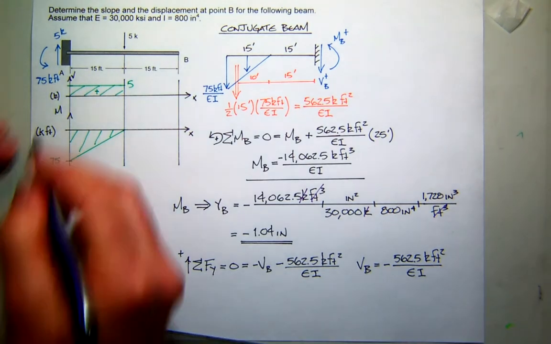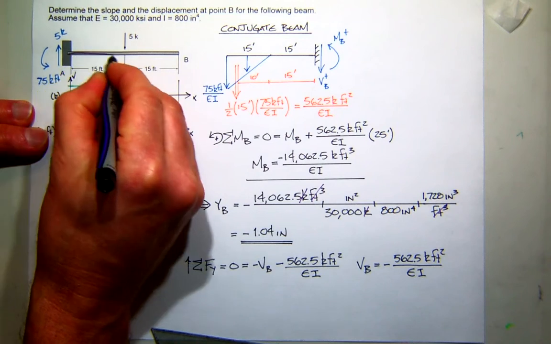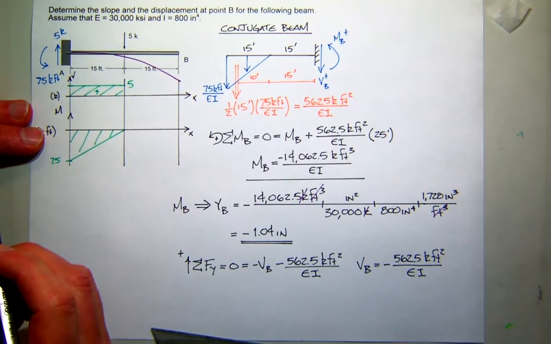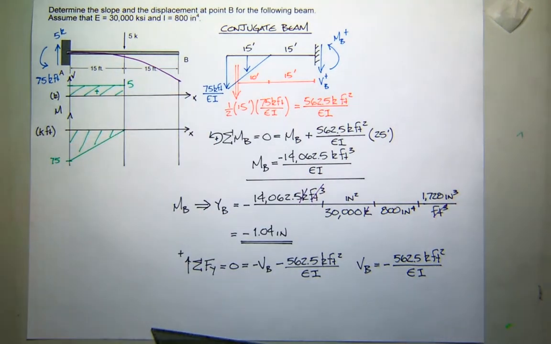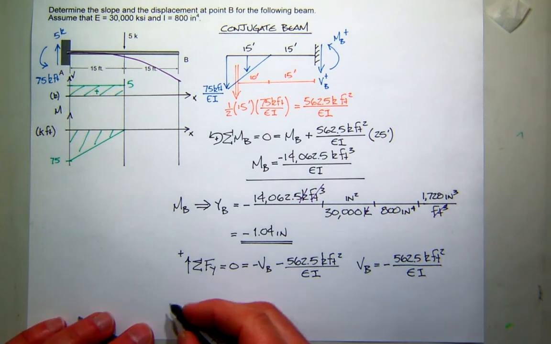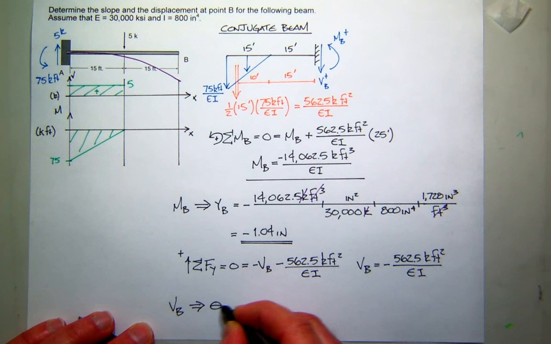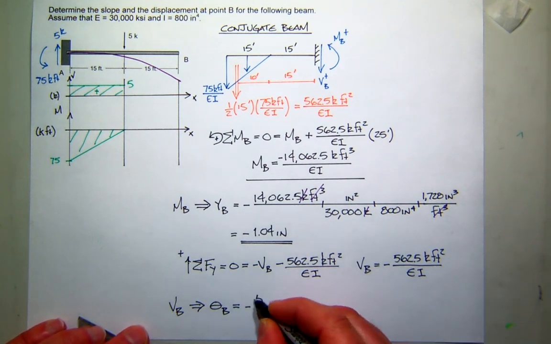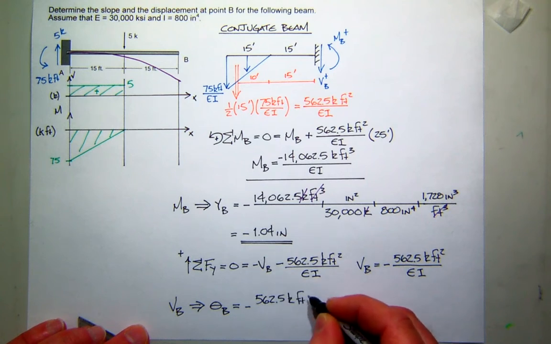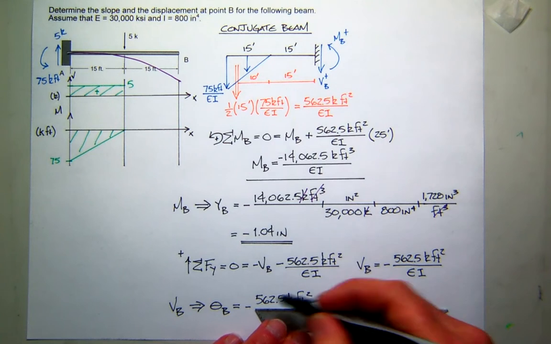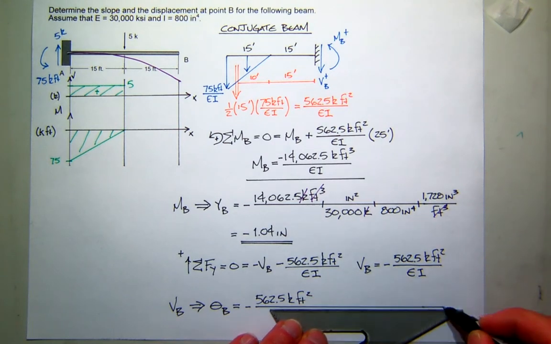If I go back to my original beam, I kind of expect this beam to deflect something like that. So you can see I have negative displacement, and what kind of slope is that? Positive or negative? Negative. That matches my number. Now remember that shear in the conjugate beam maps to slope in the real beam. So again, I'll convert this. I've got 562.5 kip feet squared, and let's put all of our values for E and I in.